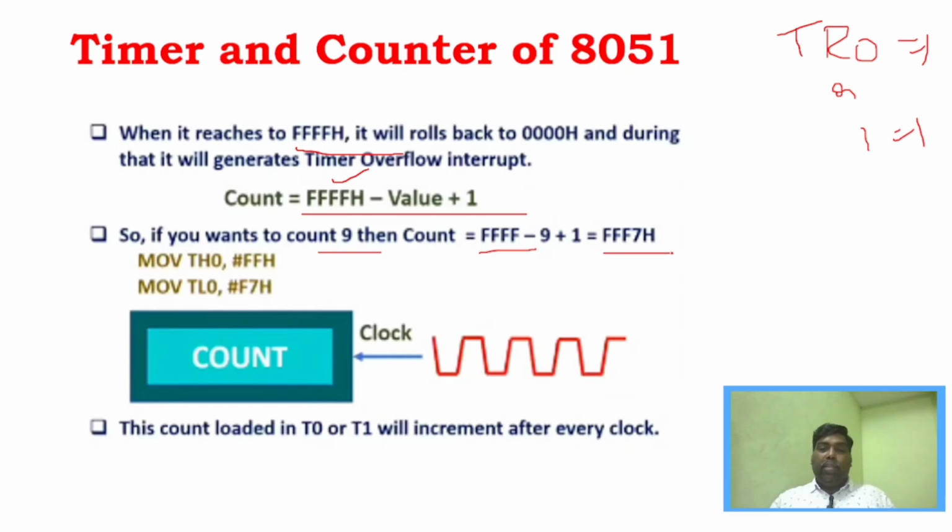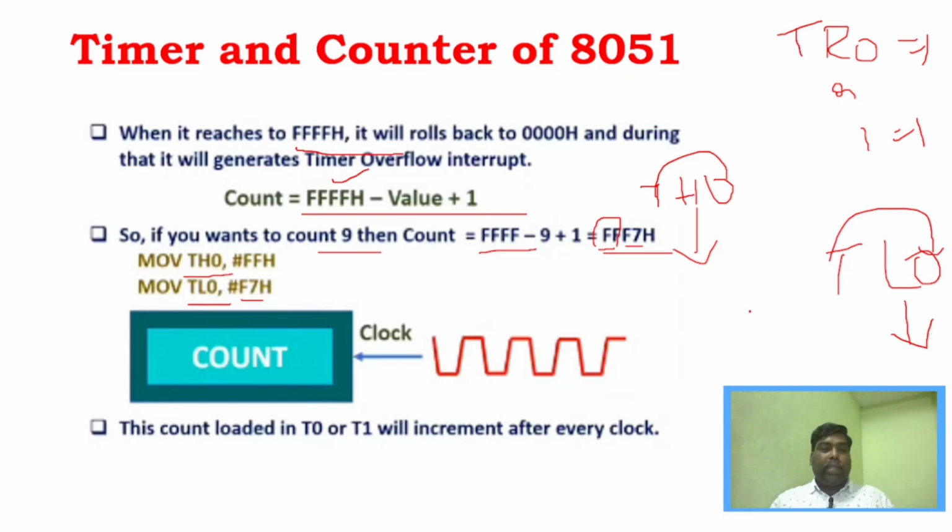If this is the value, these two digits are the lower bits and these two are the higher bits. We know how to represent lower bits and higher bits. So TH0 is FFH, and F7H I am saving in the lower byte. TH is the timer higher byte, and TL is the timer lower byte. The 0 represents that I am using timer 0 higher byte and timer 0 lower byte. This is how you have to determine the count value.